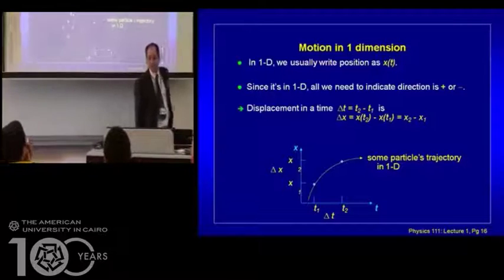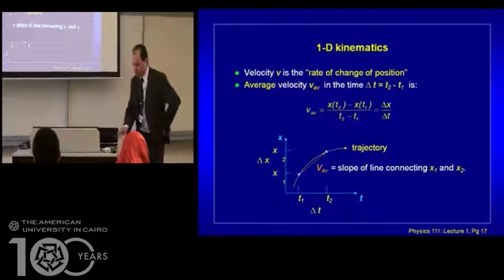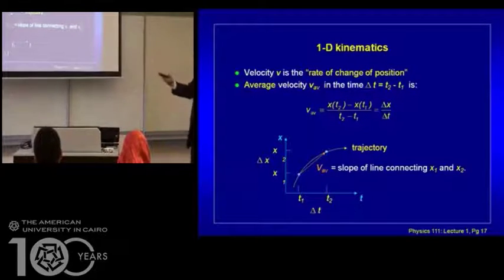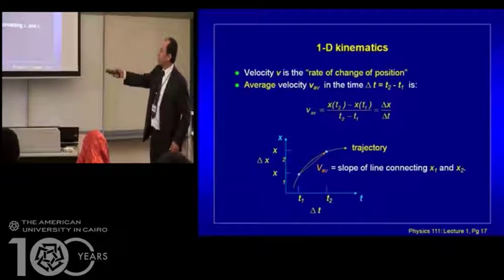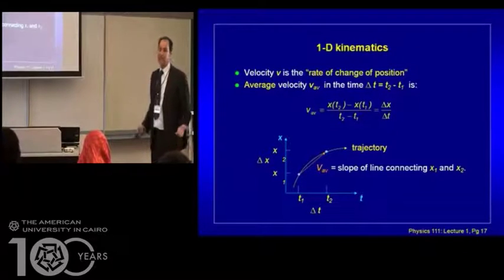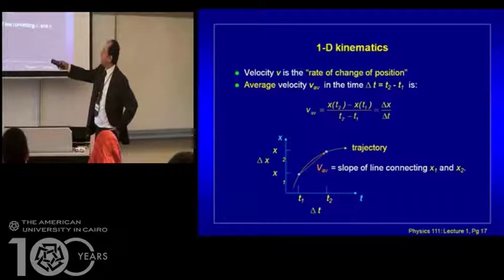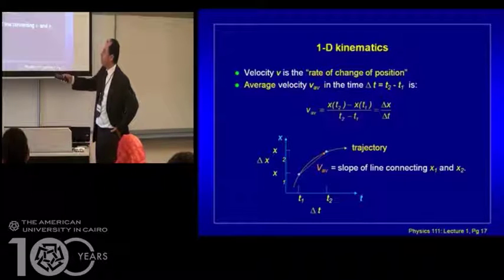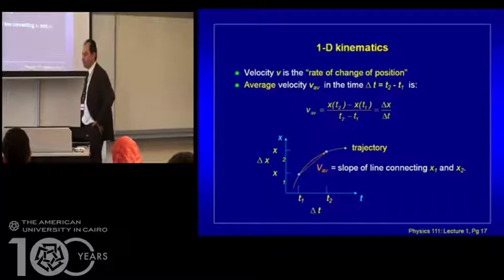If we need to calculate the average velocity for that object, simply we connect point 1 and point 2 by a straight line. Then we find the slope of that straight line. That's the average velocity. And simply the slope of that line is x2 minus x1, which is that distance, divided by t2 minus t1. So that should give us the average velocity.